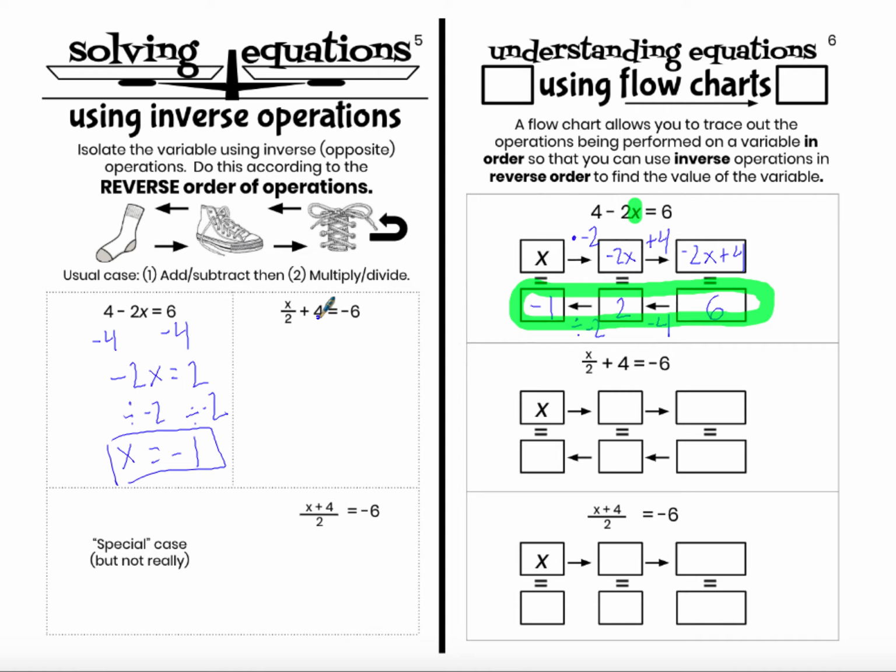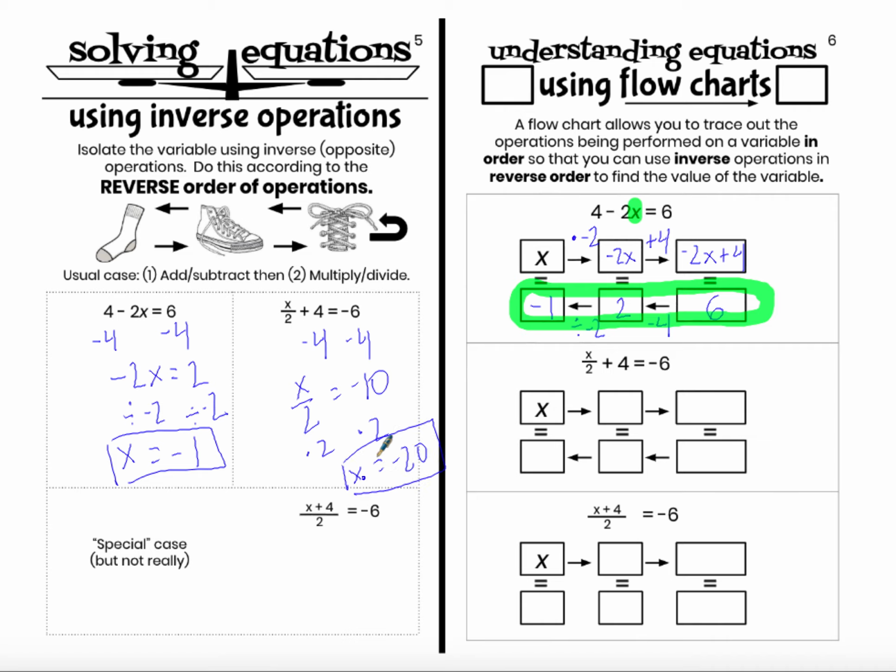Another frequent mistake that flowcharts can help me with is these two equations, x divided by 2 plus 4 equals -6 versus x plus 4 divided by 2 equals -6. These are frequently confused equations for students who have just memorized first you add or subtract and then you multiply or divide. That works in this case. I subtract and then I multiply. And that is the correct solution.